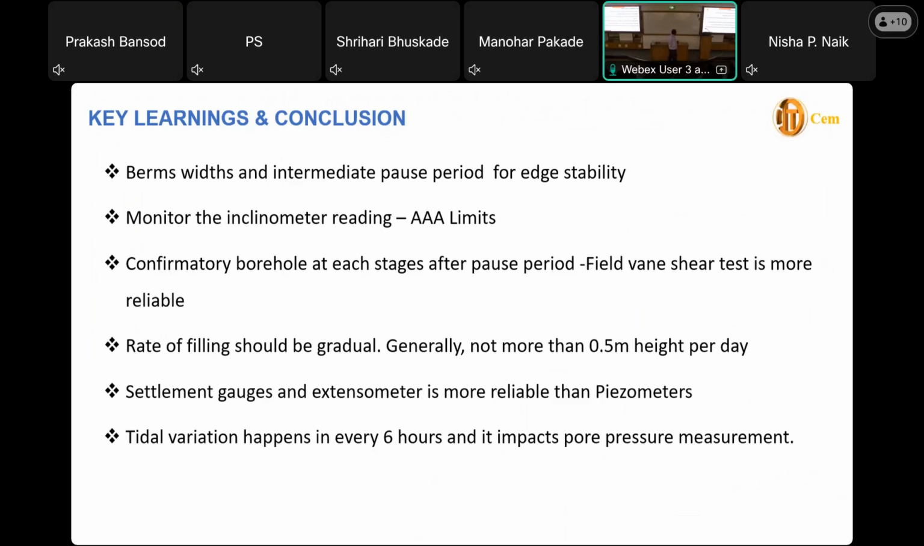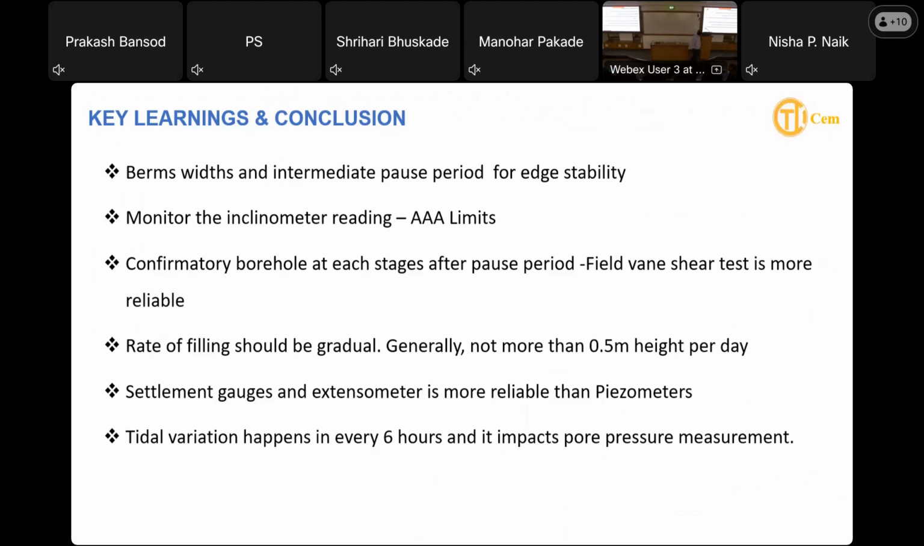But in the initial period, it will not achieve 60%. So you will not get exactly the degree of consolidation from this technique. So do the confirmatory borehole at the intermediate stage, especially the vane shear test, which is the direct strength test, which is our desire. So do the vane shear test and get the value. Once the values match your design requirement, you should go for the next stage.